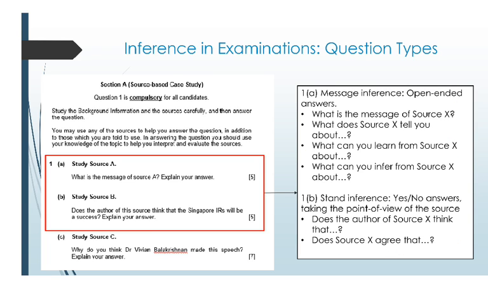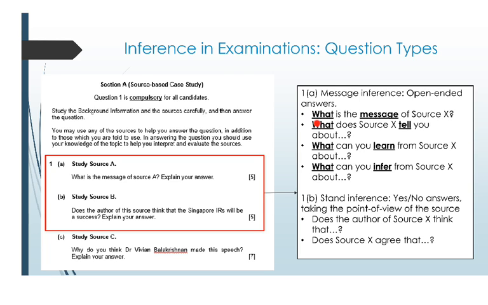You will see that there are different types of inferences. The first kind that you see here is a message inference. What is a message inference? Basically, a message inference is an open-ended kind of question where it requires an open-ended kind of answer. How do you know, therefore? I'm going to give you an example of the answers later. But how do you know what is a message inference? What are the words in the question that can tell you that it is a message inference?